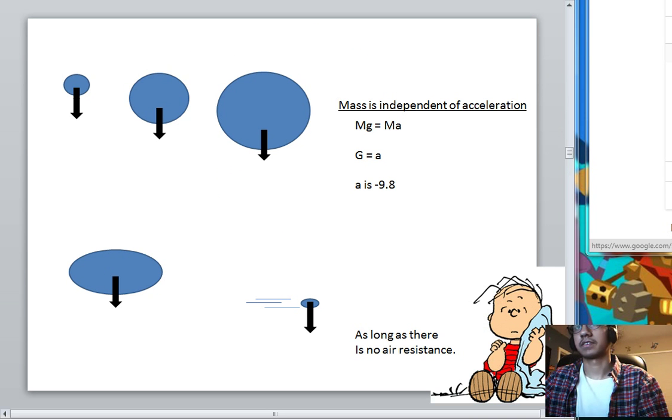This is basically saying that mass does not change gravitational acceleration, and we can show the cancellation of mass in the equations using Newton's second law that F equals ma, that we can say mg equals ma, g equals a. Mass does not create any change in vertical acceleration.